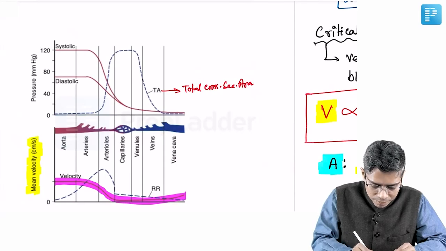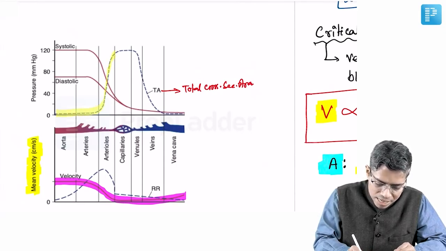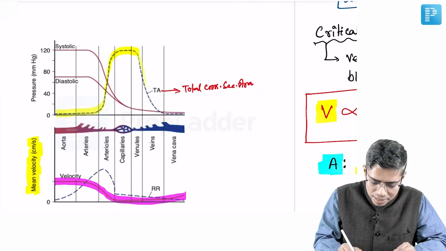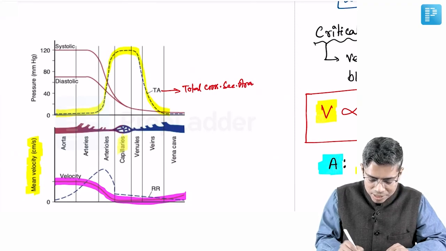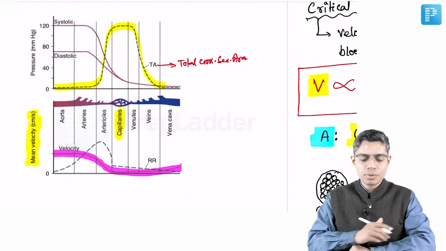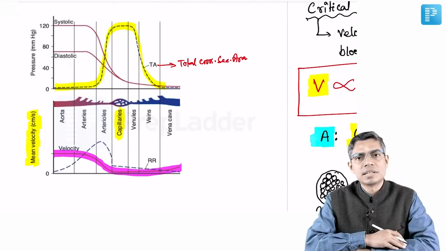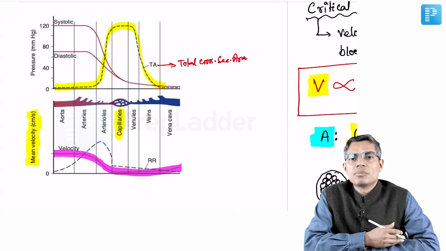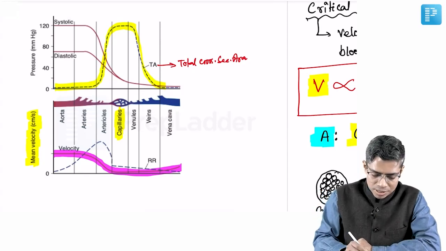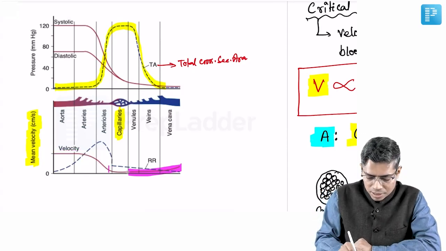If you follow this curve, you find that the cross sectional area suddenly rises to a peak level, and that is at which vessel level? That is at the level of capillaries. Getting my point? So look at this yellow color highlight. This is the total cross sectional area, and the velocity of blood flow will be opposite, meaning minimum velocity. Now look at this pink color highlight.